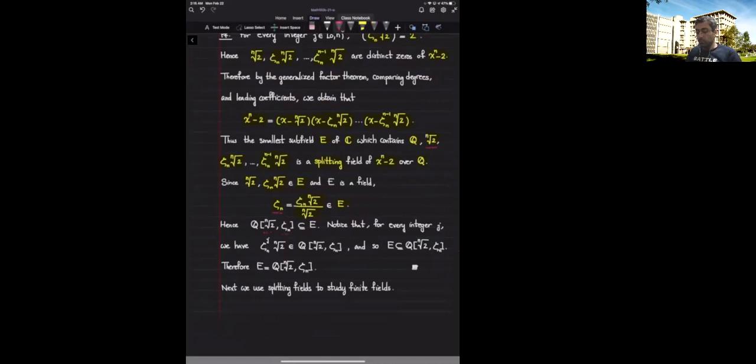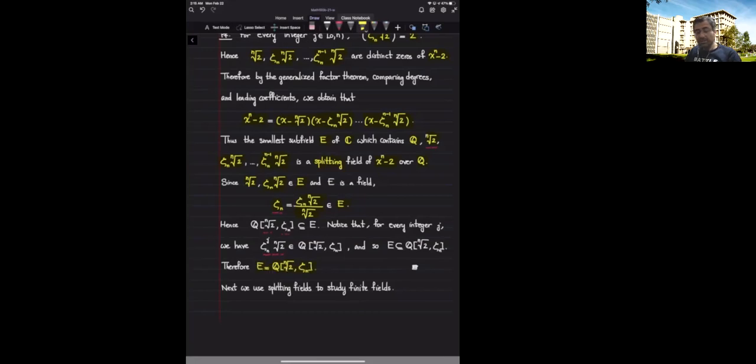Now, if I have these two inside E, I immediately deduce that these products are inside E. Altogether, we deduce that E is precisely the ring generated by the nth root of 2 and the nth root of unity and Q. So we get this equality.